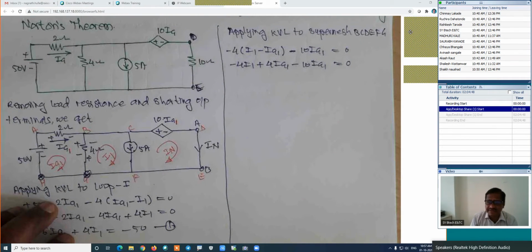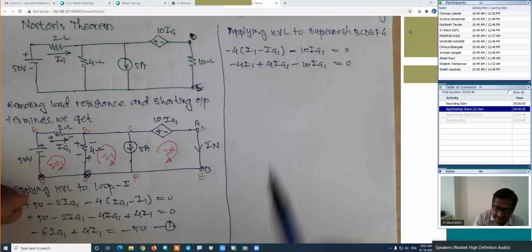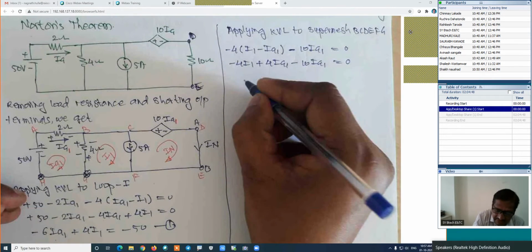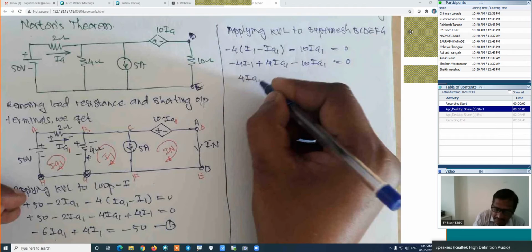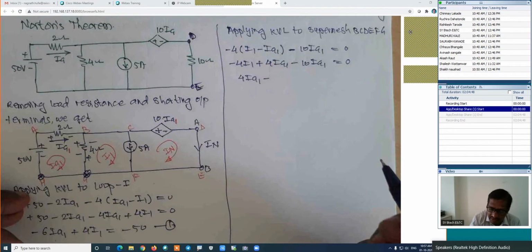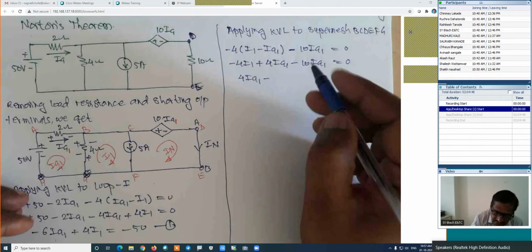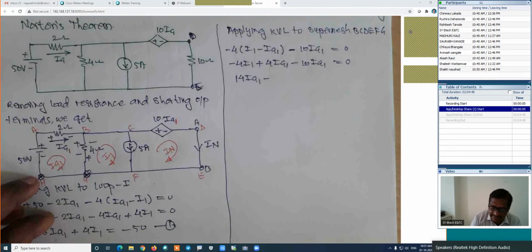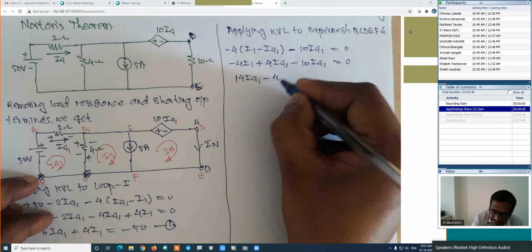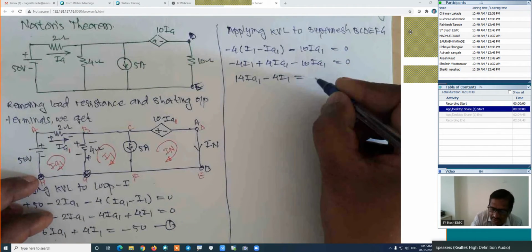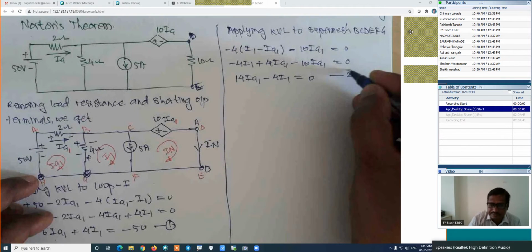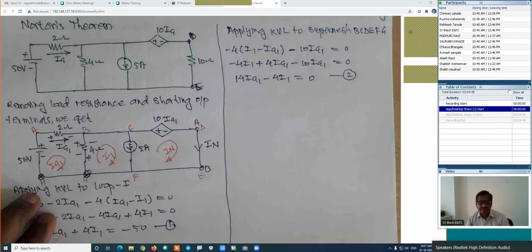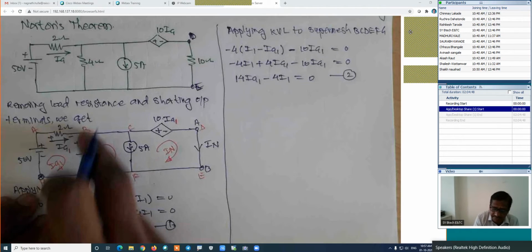If we simplify this equation, how is the equation? I have taken the first term as IA1, means here also I will take the first term as IA1. It is 4 into IA1 minus 10 IA1. 10 plus 4 means 14. 14 IA1 minus 4 into I1, which is equal to 0, and that is equation number 2. Is it right? We have the equation from the super mesh.